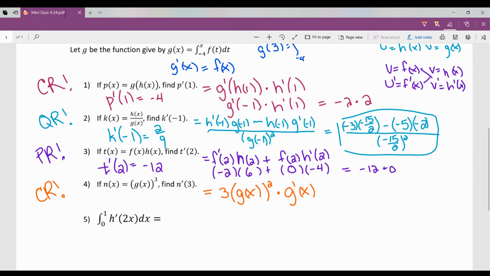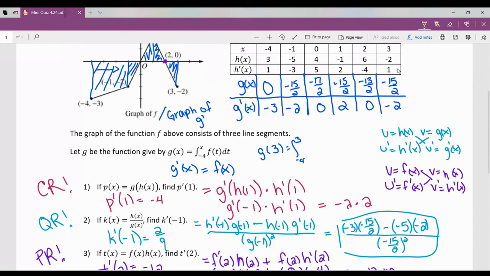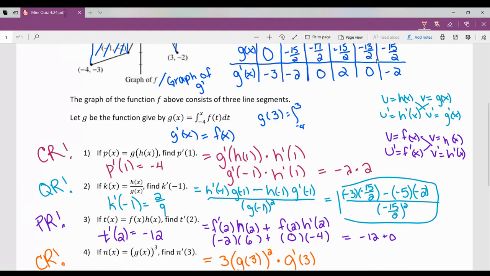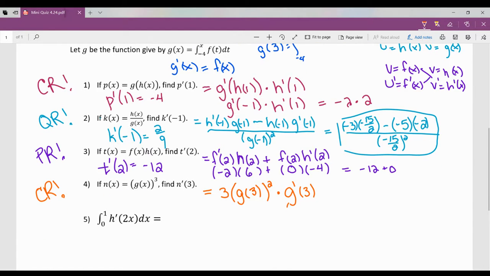All right, now because it's saying at 3, we're going to erase those x's and put in a 3 there. Okay, so now I need to find g prime of 3 and I need to find g of 3. So g prime of 3 is -2. G of 3 is -15 over 2.